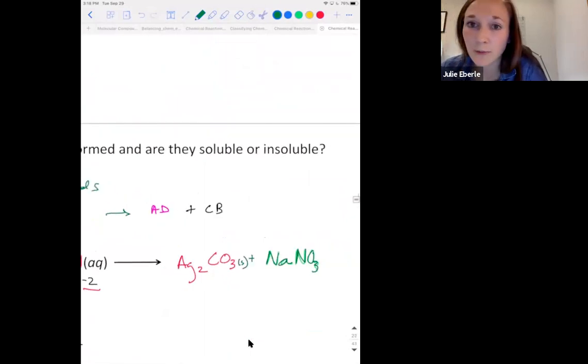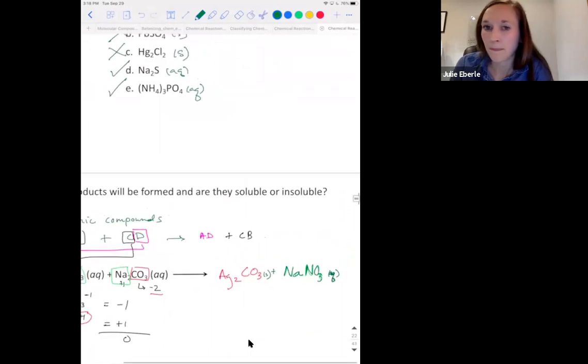Sodium and nitrate, if you go back and look at that, they're both on the solubility chart, and there's no exceptions, so they're definitely going to be aqueous. Okay. All right, now we need to balance. It's the last step.